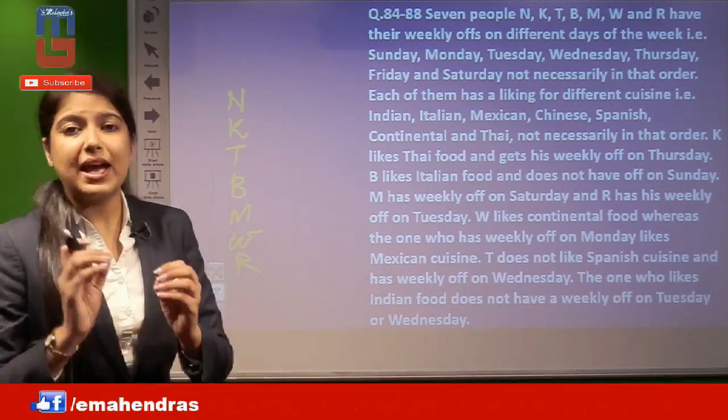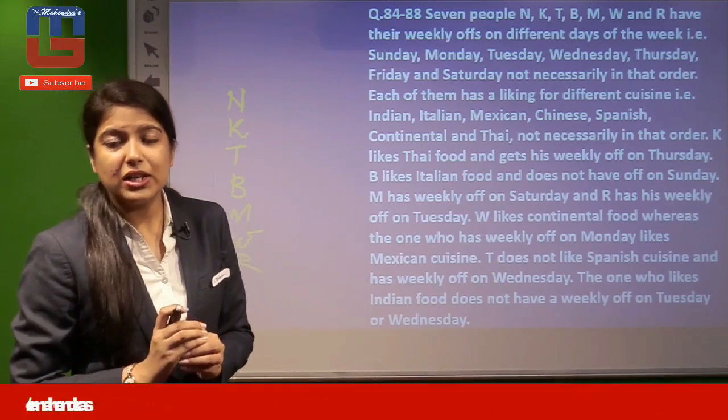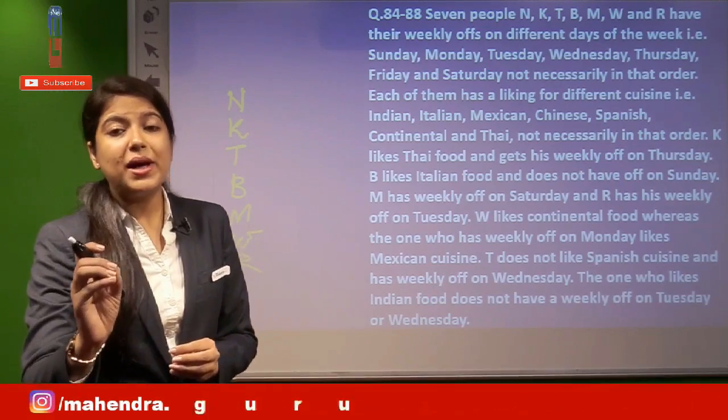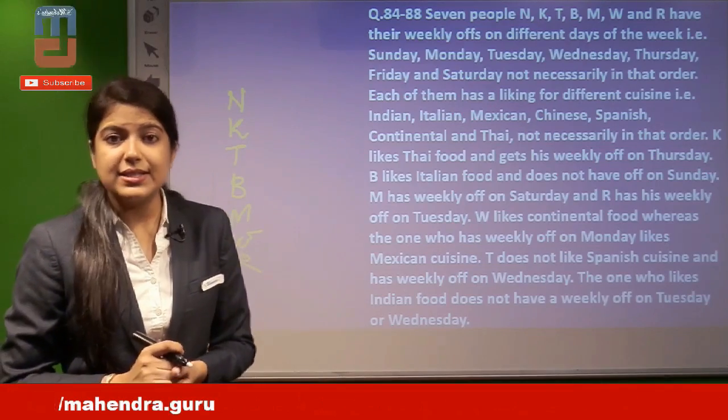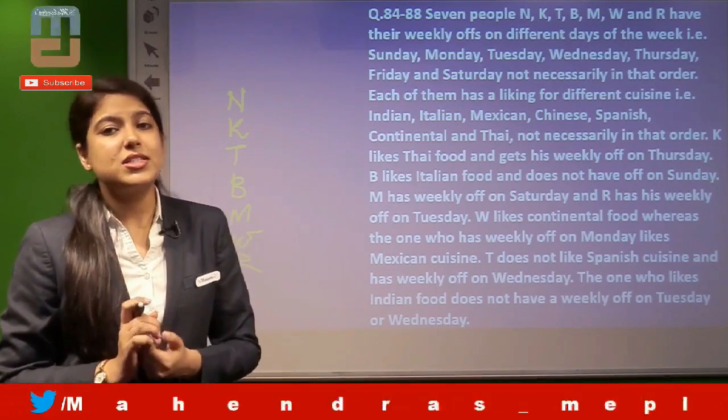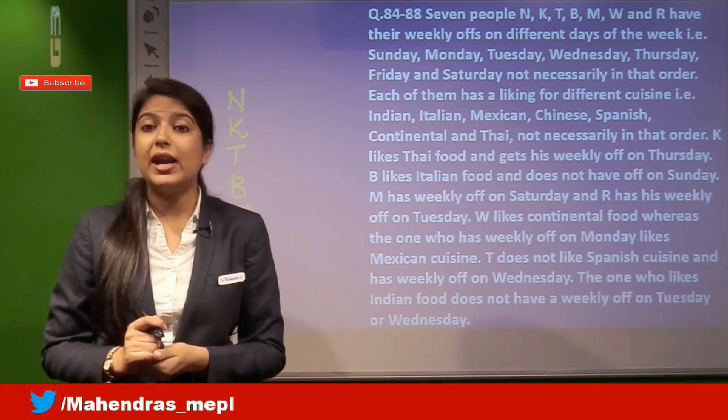The characters, days, and again the condition demanding is each of them has a liking of different cuisine, that is Indian, Italian, Mexican, Chinese, Spanish, Continental and Thai.